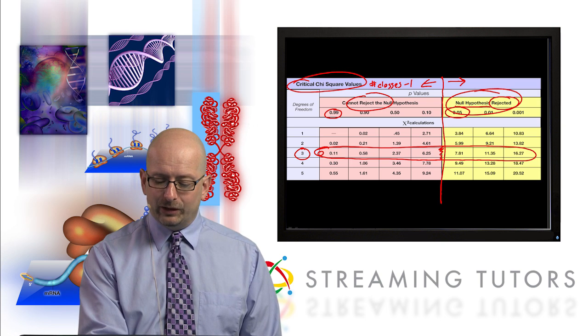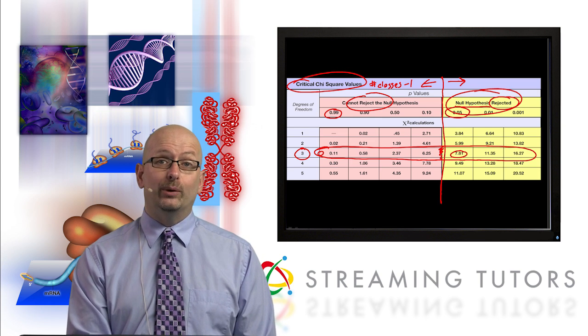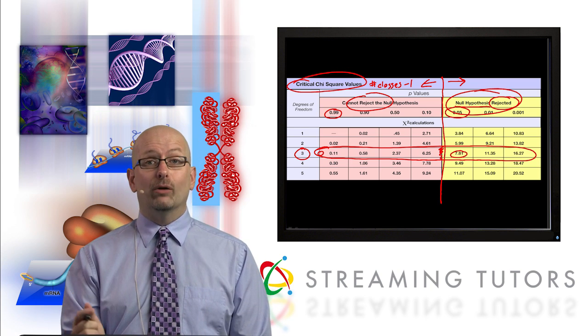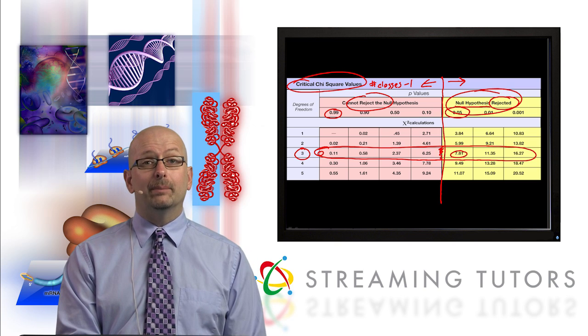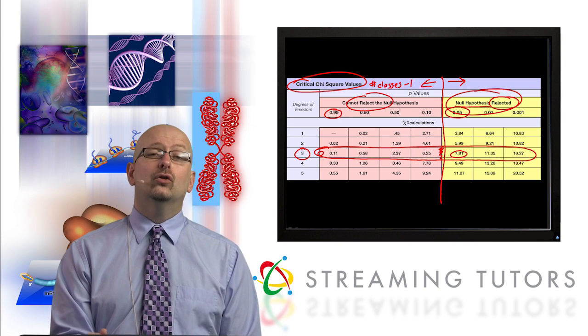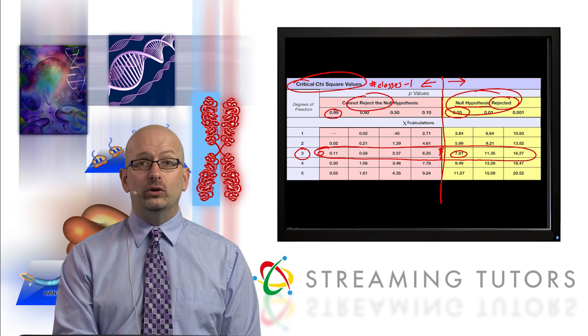Actually, for 0.05, the value is this one here, 7.81. Technically, it would have to be greater than that for us to start thinking about rejecting the hypothesis. So quickly, let's just go through a few of them so you get the idea.